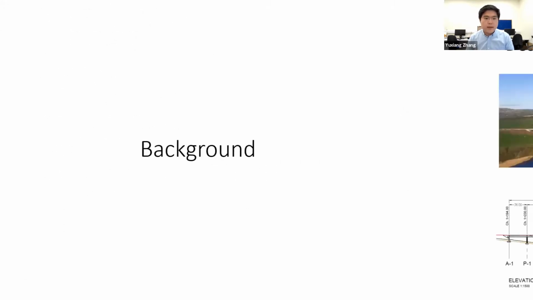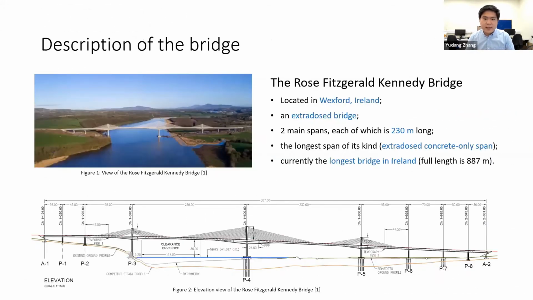Firstly, background. In this case study, we're using the John F. Kennedy Bridge in Ireland. It is an extradosed bridge, which is a hybrid of a cable-stayed bridge and a cantilever box girder bridge. It has the longest extradosed concrete span in the world. It is also currently the longest bridge in Ireland.